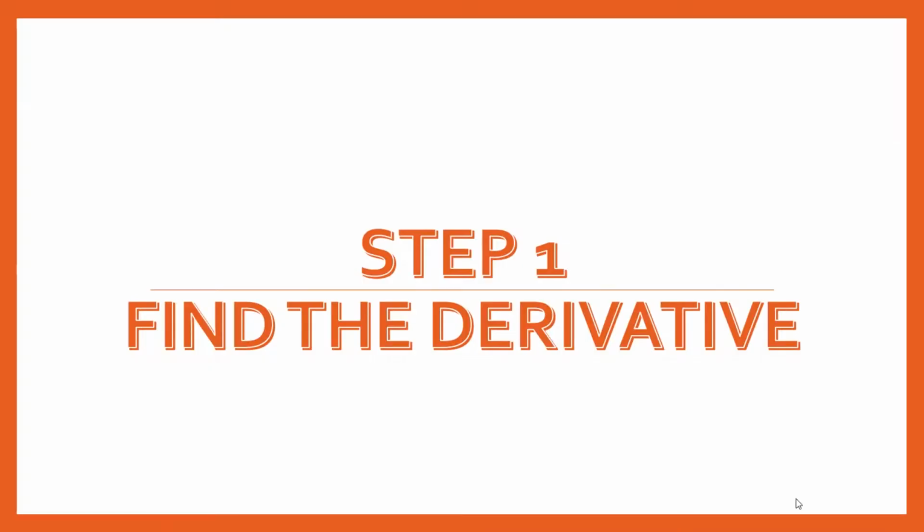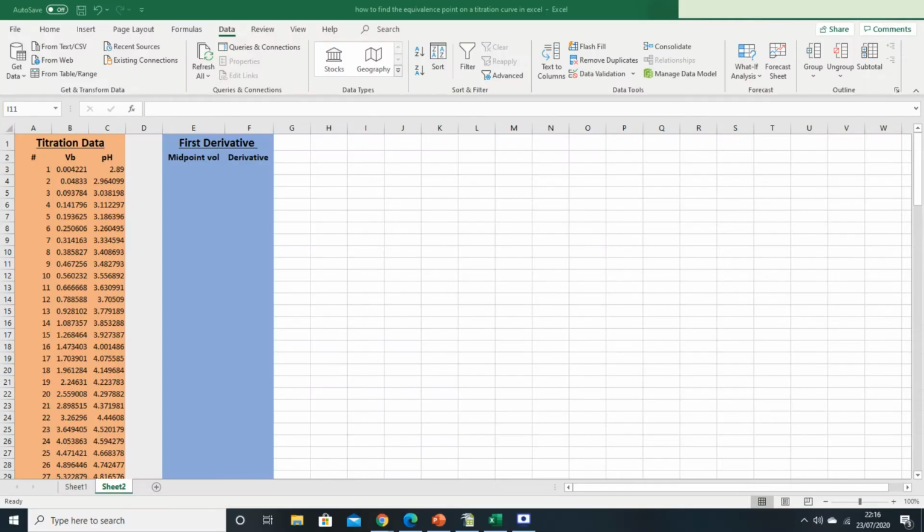The first step is, of course, to find your derivative. And we want to plot this. So you're going to need an X value set of the midpoint volume, and then your Y value is going to be the derivative. So let's find the midpoint volume. To do that, you simply select this cell here, and then the formula is very straightforward. You're simply going to take your first volume data point, add the second one, and then divide by two. That's going to give you the midpoint. It's kind of like an average of the two.